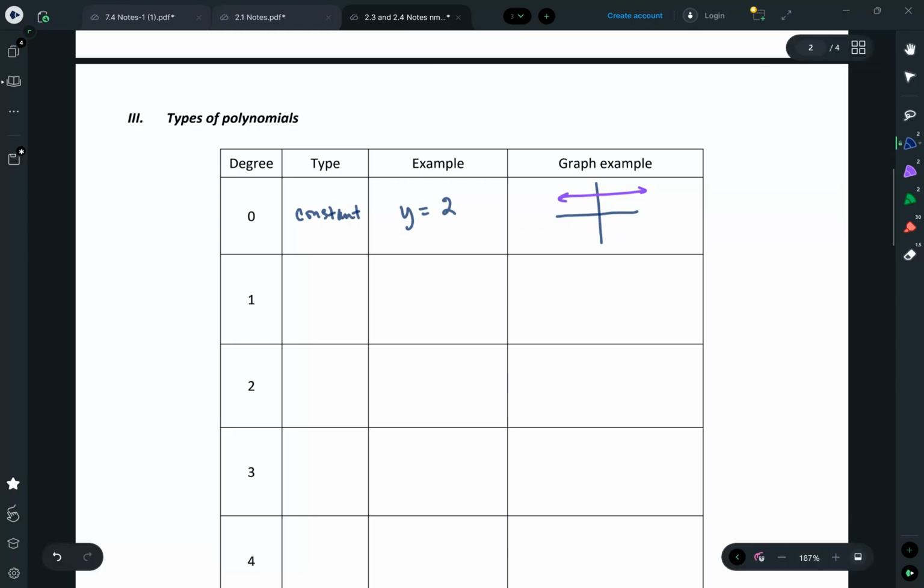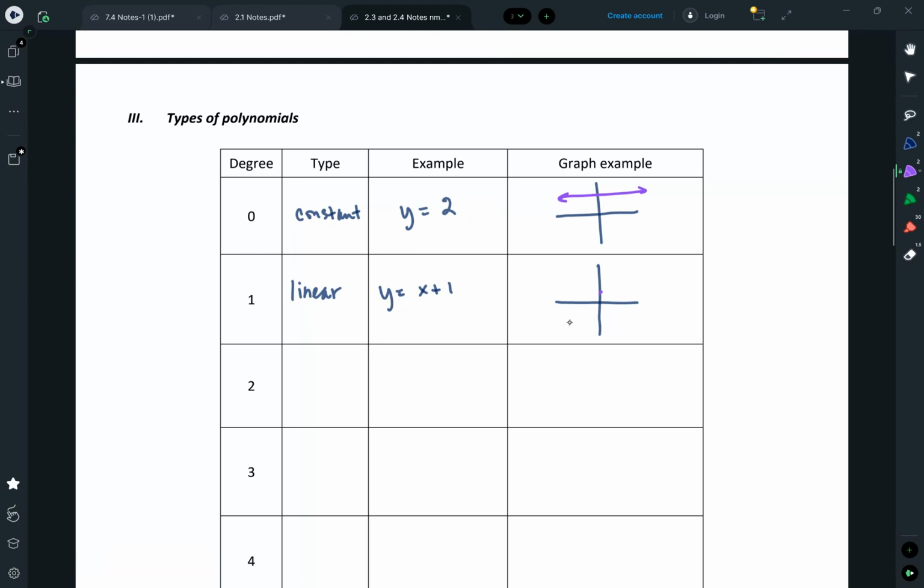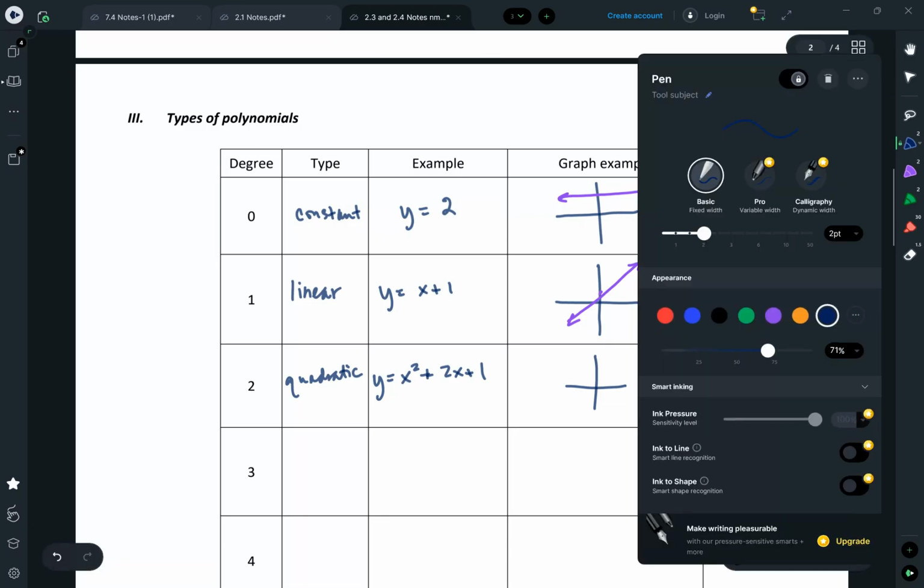On the next one, if I have first degree, that's linear. It would be something like y equals x plus 1. So here's my graph. y equals x plus 1 would cross at 1 and be something like that. And next we've got quadratic. Quadratic is something like y equals x squared plus 2x plus 1. And quadratics are like a U shape.